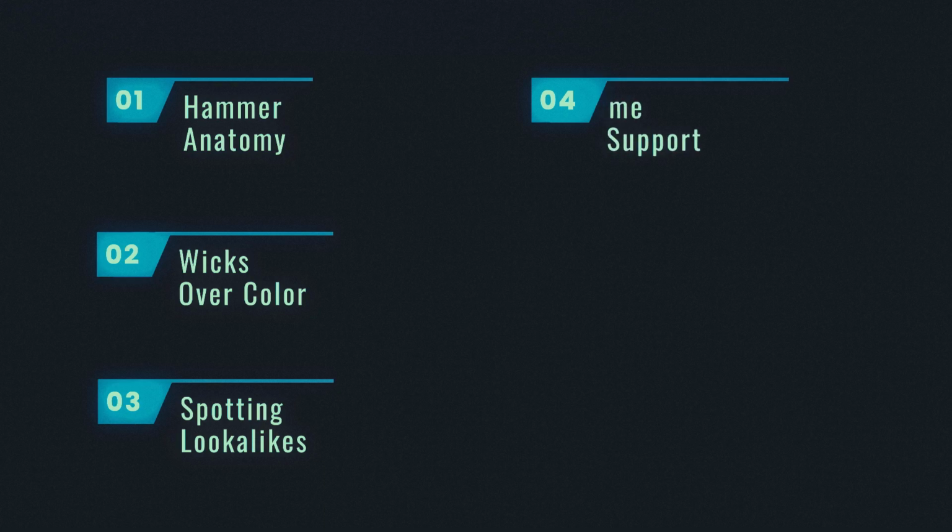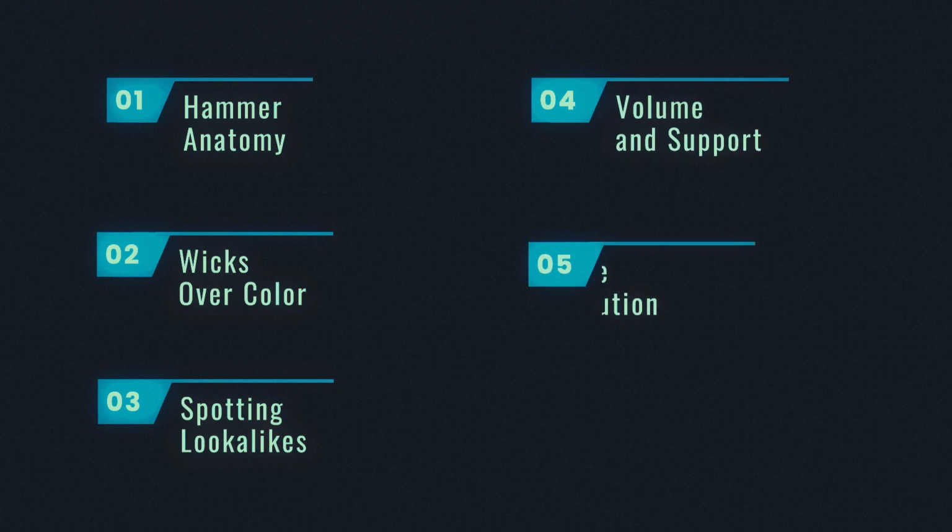To do that, we've got a strict 5-step playbook. We're covering the hammer structure, why the lower wick matters more than the color, how to spot the tricky lookalikes, the crucial role of volume and support, and finally, exactly how to execute your trade and set your stop loss.